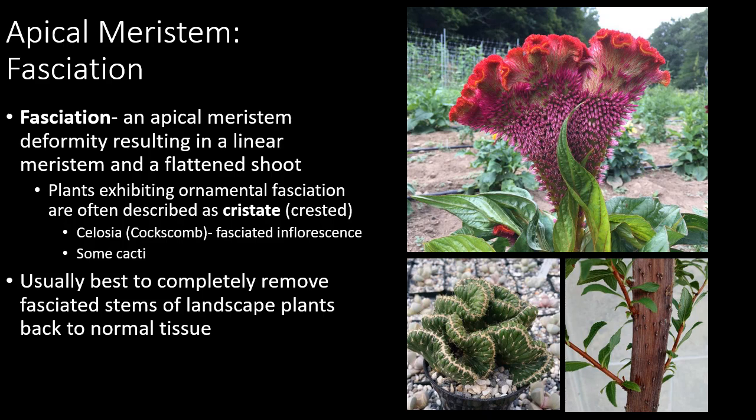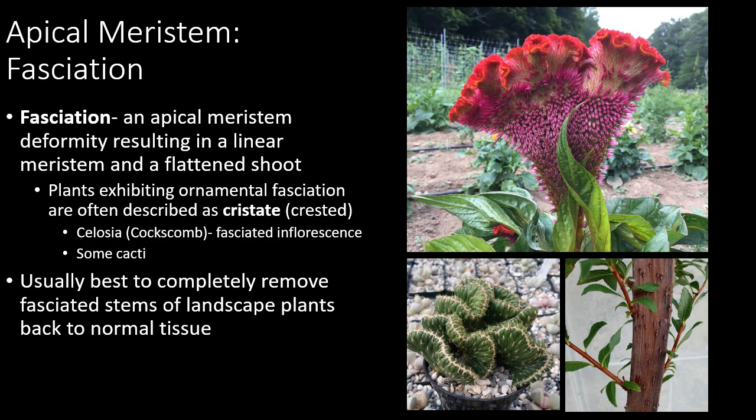The apical meristem is capable of a number of different things which are horticulturally significant, and I'm going to try to go through them as best I can. The first is fasciation. Normally our apical meristem forms a single point of growth, and that will result in a cylindrical shoot. But sometimes, rather than growing as a single point of growth, that apical meristem flattens out and becomes linear. And then it produces this fan-shaped shoot instead. And this is a deformity called fasciation.